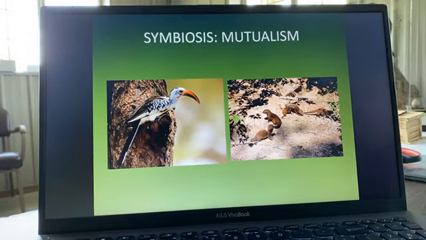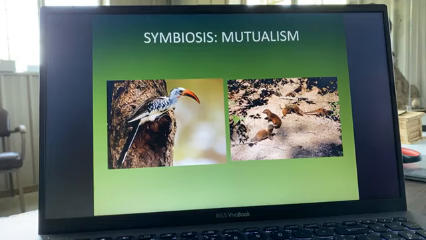Now we'll get back to mutualism. I don't know how that thing got switched. I'm sorry. So we'll talk about some other forms of mutualism. The red-billed hornbill there on the left side, and these things here are called dwarf mongoose. Just like I showed you before about the drongo and the meerkats, the red-billed hornbill provides a service for the mongoose.